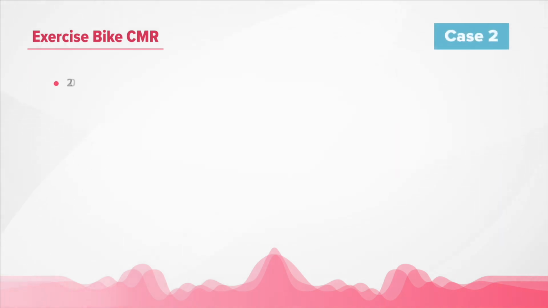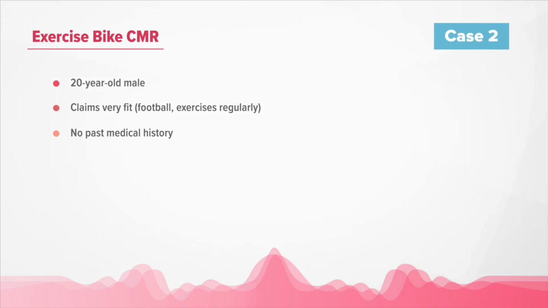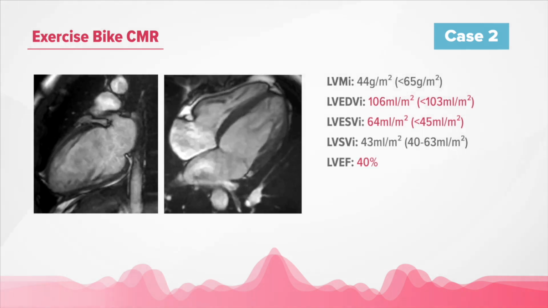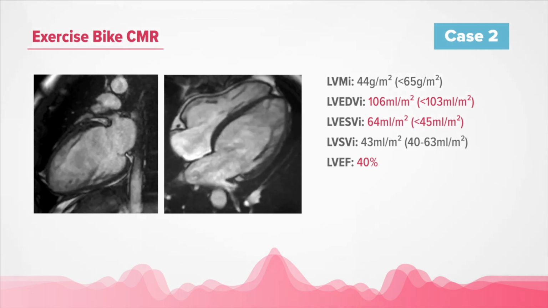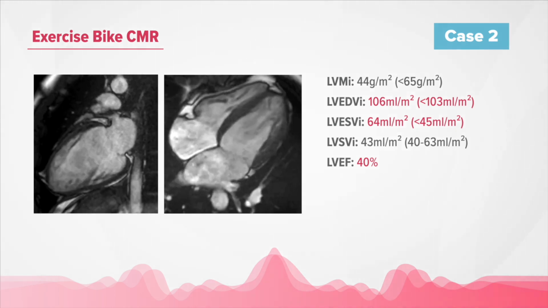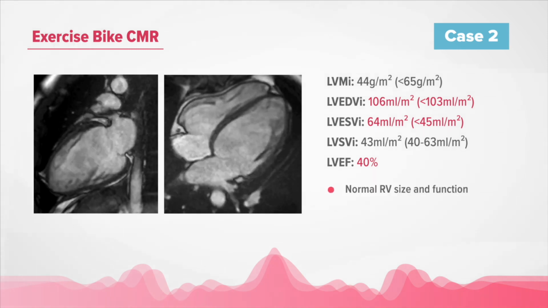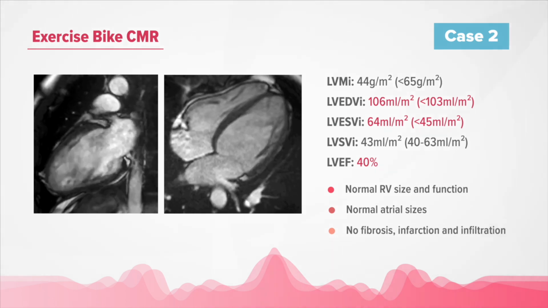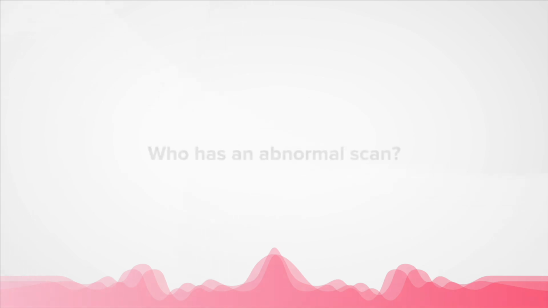In the second case, a 20-year-old male who claims to be very fit, plays football and exercises regularly in a gym as well. Like the first case, there was no significant past medical history or any family history of cardiomyopathy or sudden death. And also like the first case, his rest-based CMR showed mildly dilated LV with mildly impaired LV ejection fraction of 40%. RV size and function were normal, and there was no fibrosis seen on late gadolinium enhancement. So now the question is, who had an abnormal scan?